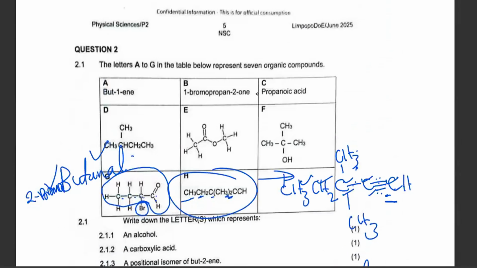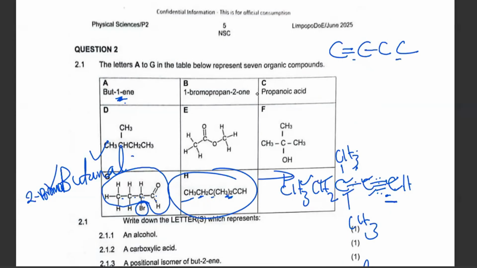The paper was fair. 1, 2, 3. They said but-, yes, so it is 3. Prop-but-2-ene, meaning that it is a double bond here, either here or here. So it depends.